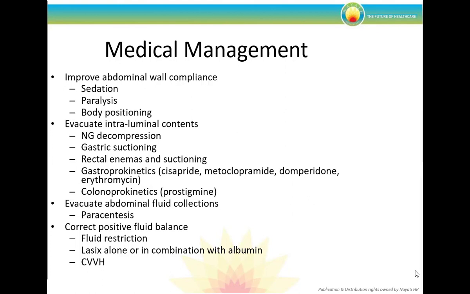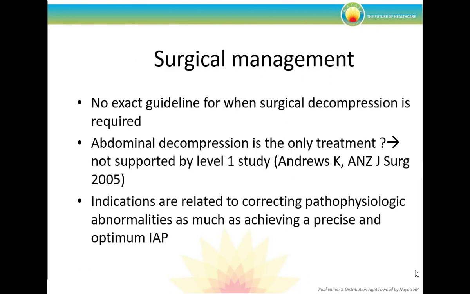Evacuate the abdominal contents. If it's ascites, you can do a paracentesis, or if it's some other fluid, we can remove the fluid from the intra-abdominal cavity. Also, one of the most common things which we often ignore is fluid management. Restriction of fluid. Patients should be started on diuretics to decrease the abdominal wall edema, or these patients may need continuous veno-venous hemofiltration. If none of these measures work, none of the medical management works, we'll have to proceed with surgical management.